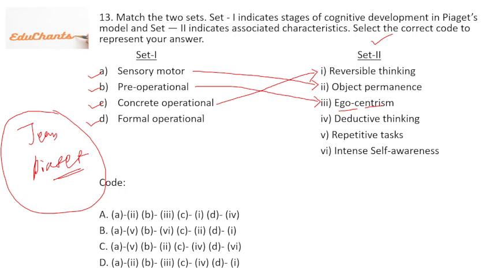Reversible thinking. Then at the formal stage, it is deductive, hypothetical deductive thinking. You can say formal operational stage or adolescence. So option A is the correct answer.